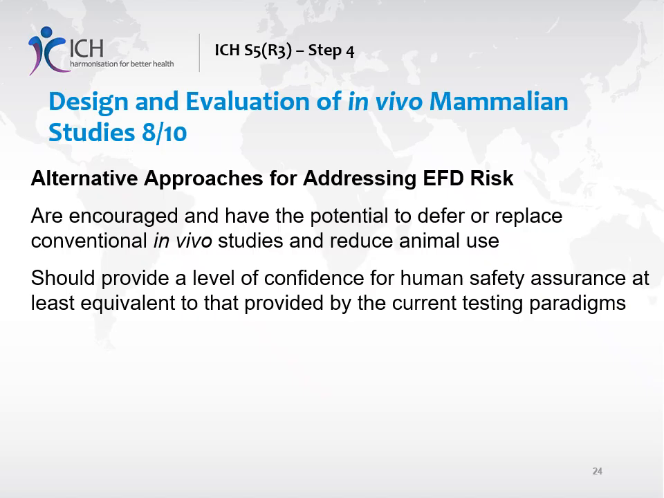If properly qualified, alternative assays have the potential to defer or replace, in certain circumstances, conventional in vivo studies. This has the added benefit of potentially reducing animal use. Concepts to consider when qualifying these assays, and examples when the use of such assays could be appropriate, appear in Annex 2. Approaches that incorporate alternative assays should provide a level of confidence for human safety assurance at least equivalent to that provided by the current testing paradigms described above.